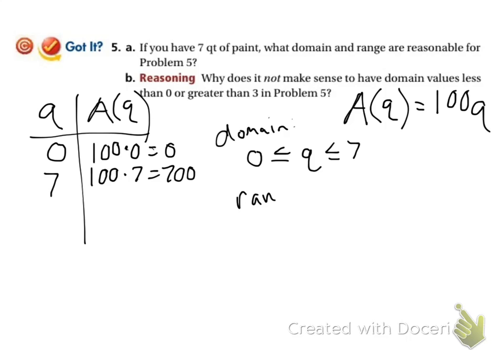And then my range, well, if I use 0 quarts, I cover 0 square feet. So the smallest it can be is 0. And the largest it can be is if I use all 7 quarts of paint, which we found was 700 square feet.